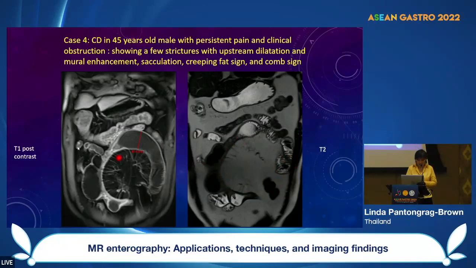And if you look at here, there is increased engorgement of vasa recta. It doesn't show up very well there, but this is a sign that we call comb sign. So comb sign, creeping fat sign is the sign of mesenteric inflammation. And because of the involvement of the mesenteric fat and fibrosis is marked on mesenteric side, you can also see the finding that is called sacculation right here. So that is all the finding that is compatible with Crohn's disease.